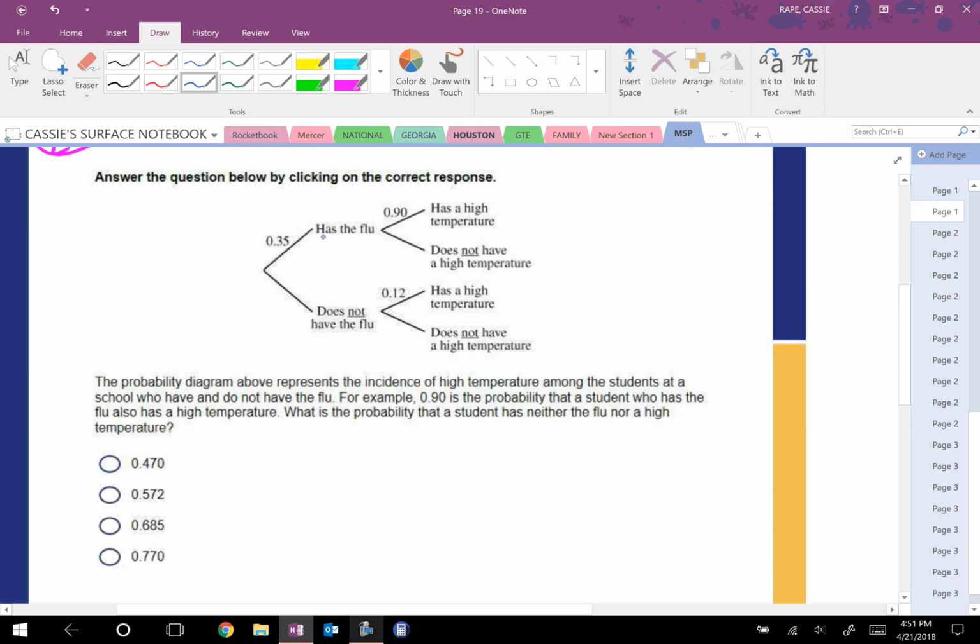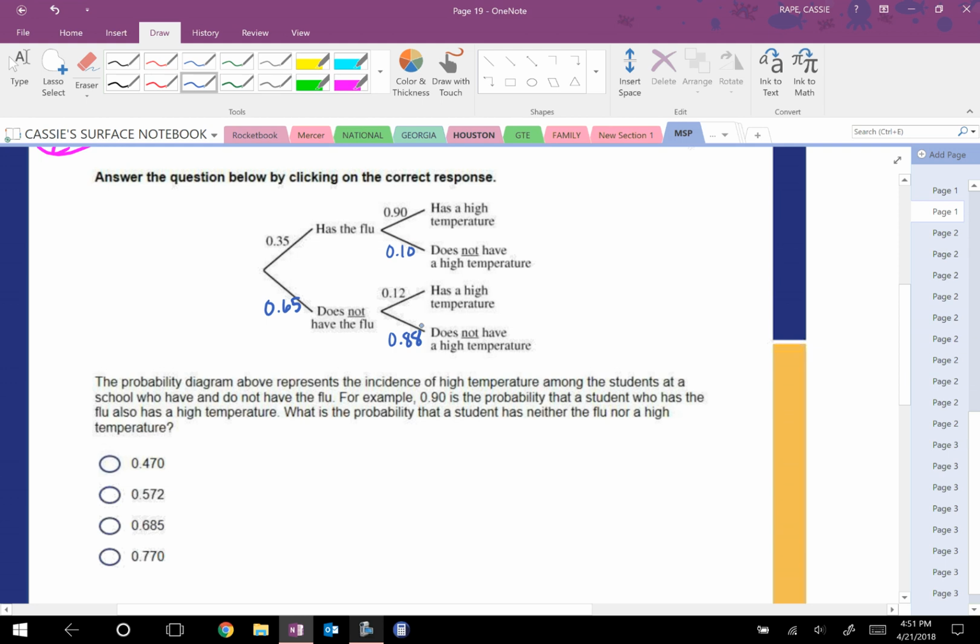So these two together have to add up to 100% or 1, which means if this one's 0.35, 35% chance that people have the flu, that means there's a 65% chance that they do not. Furthermore, if they have the flu, there's a 90% chance that they have a high temperature. That means that there is only a 10% chance that they don't have a temperature. All right, lastly, if they do not have the flu, there is a 12% chance that someone has a temperature, which means there is an 88% chance that they don't.